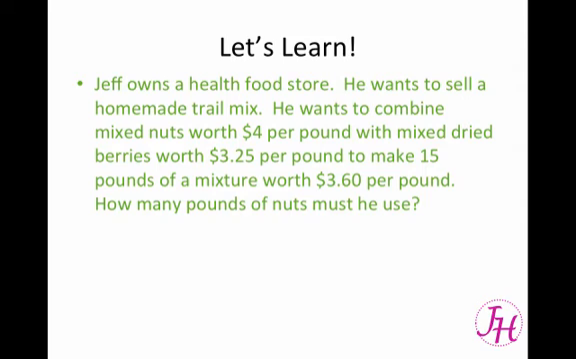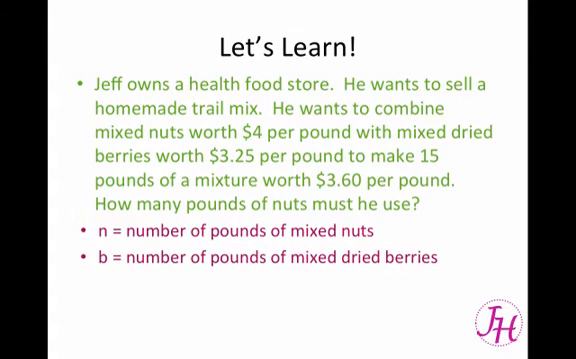Jeff owns a health food store. He wants to sell a homemade trail mix. He wants to combine mixed nuts worth $4 per pound with mixed dried berries worth $3.25 per pound to make 15 pounds of a mixture worth $3.60 per pound. How many pounds of nuts must he use?